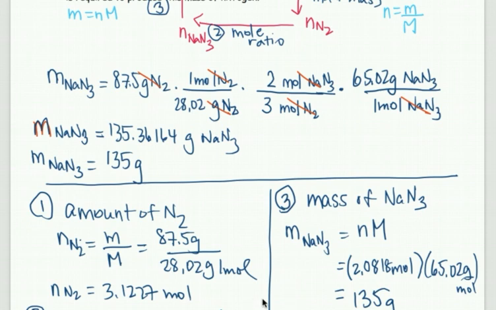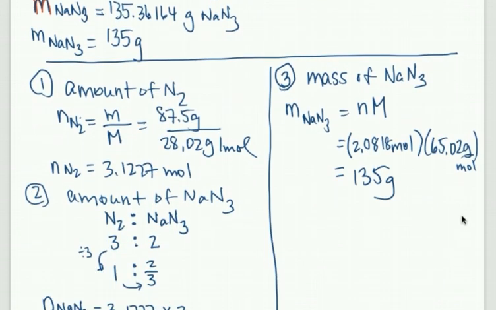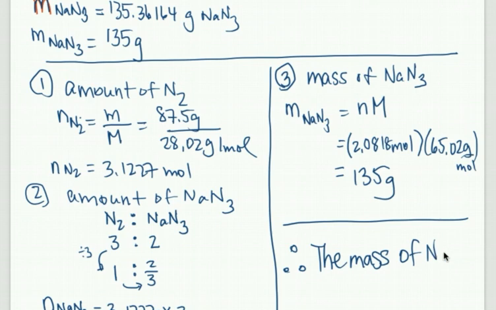Okay, and so now we can make our therefore statement. So therefore, what is it that we had to find? Well, we had to find the mass. And the mass of what? Mass of sodium azide is 135 grams. Okay, so now that you've seen it so many times, hopefully you're feeling confident with both methods.